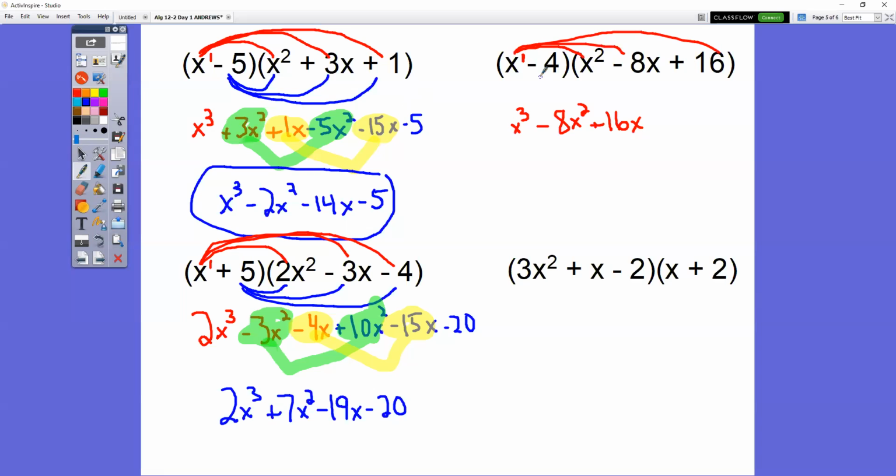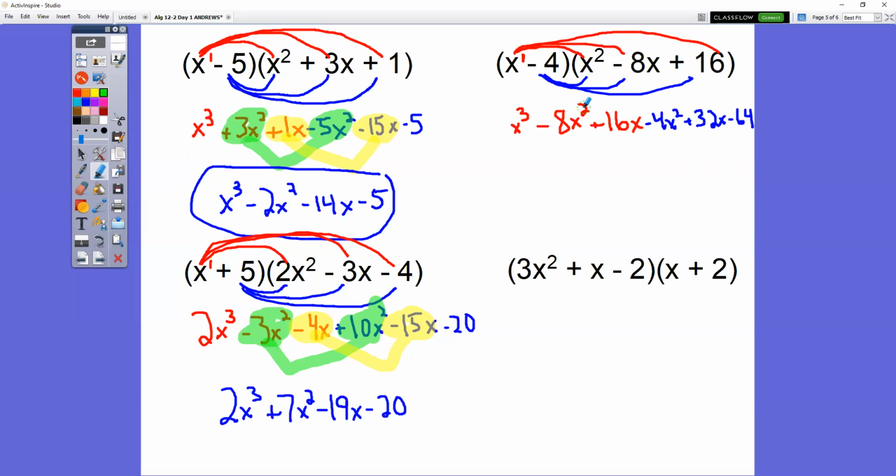When we go to multiply with the negative 4, times x squared is negative 4x squared. Negative 4 times negative 8, a negative times a negative is a positive. So plus 32x. Negative 4 times 16 is negative 64.